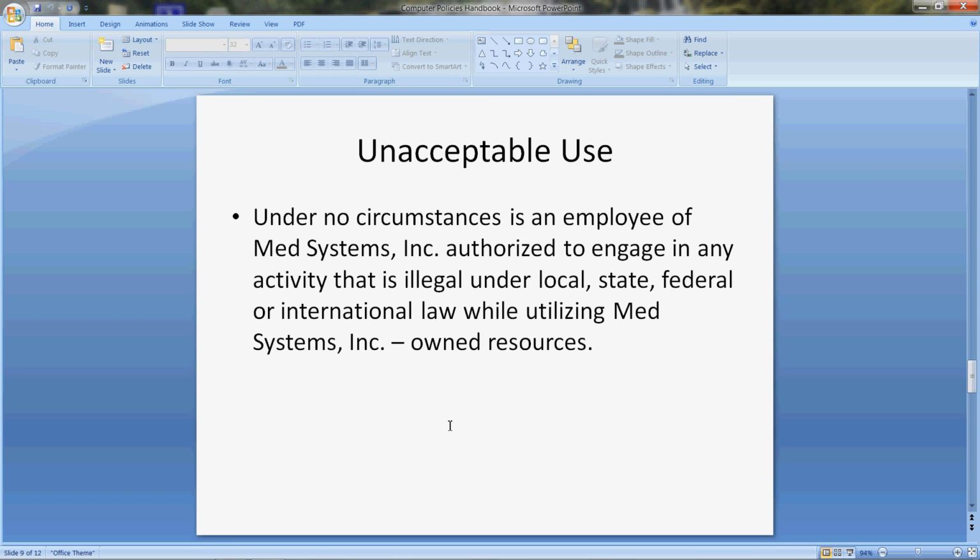Unacceptable use. Under no circumstances is an employee of Med Systems Incorporated authorized to engage in any activity that is illegal under state, local, federal, or international law while utilizing Med Systems Incorporated owned resources.